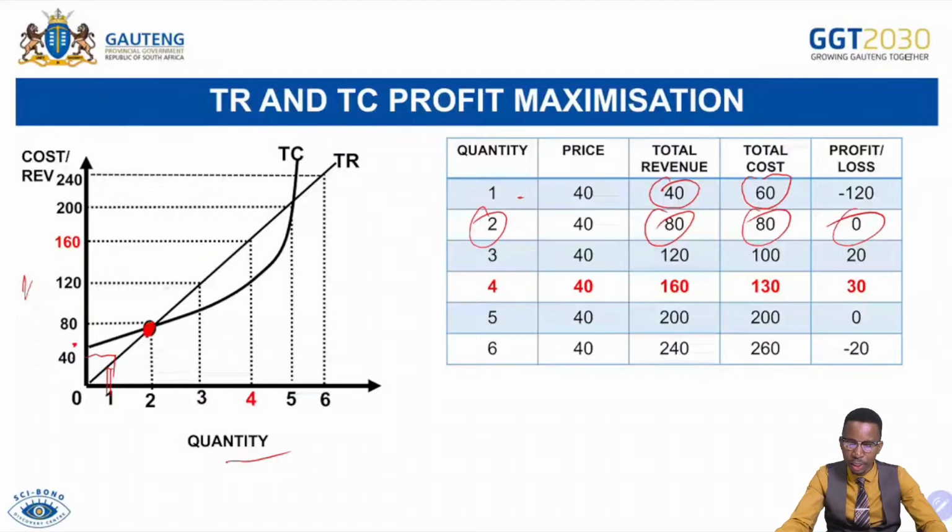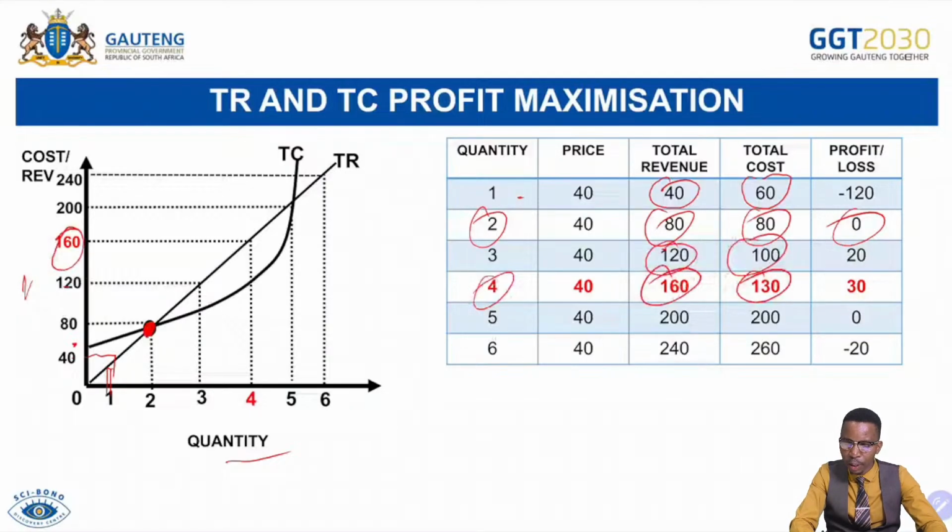And then we continue. In quantity number 3, total revenues are equal to 120, and then total costs are equal to 100. Let's check. Total revenues are 120, and then total cost 100. In that case, the firm is making a profit because that simply means revenues are more than the cost. In quantity number 4, here, total revenues are 160, and then total costs are 130. And the firm is still making an economic profit.